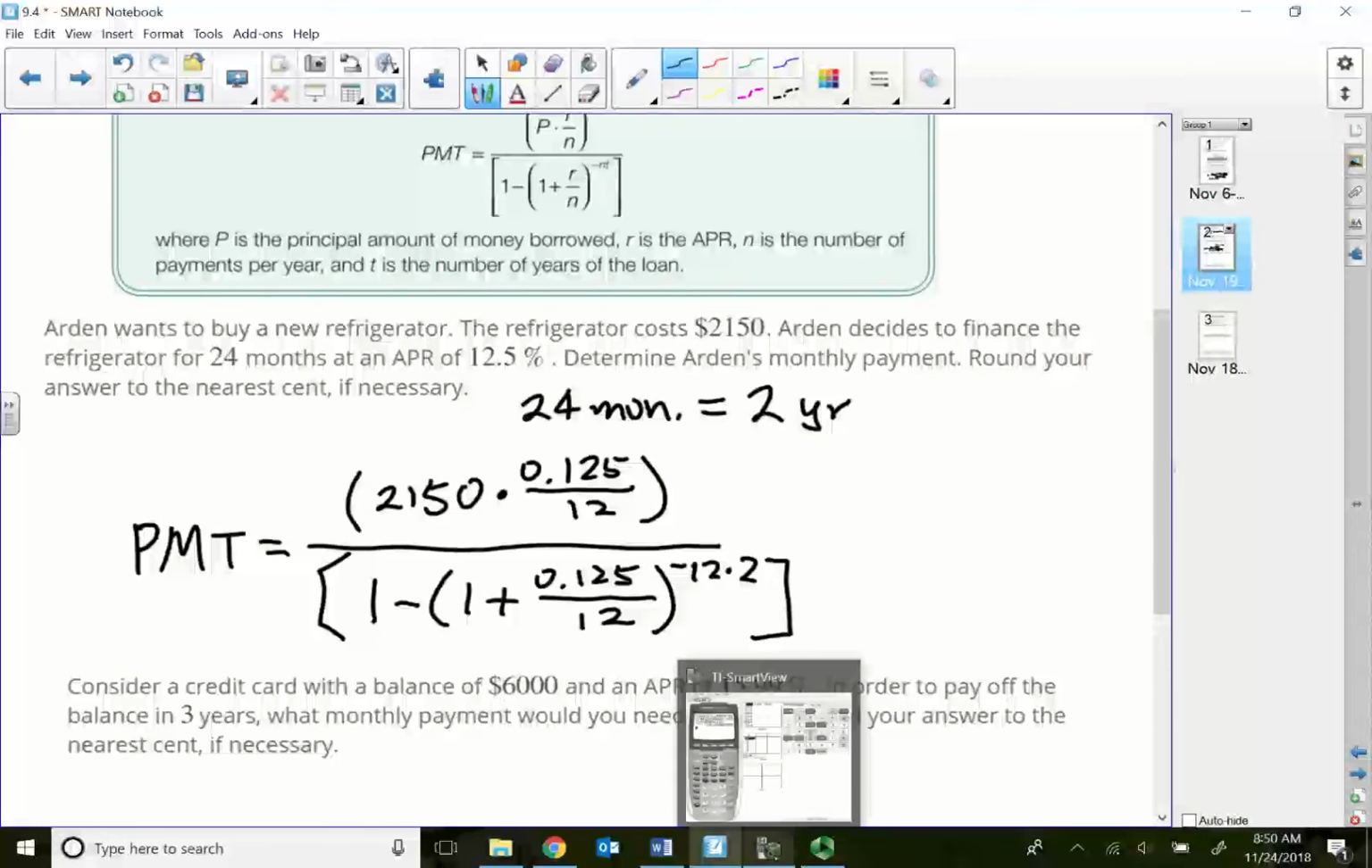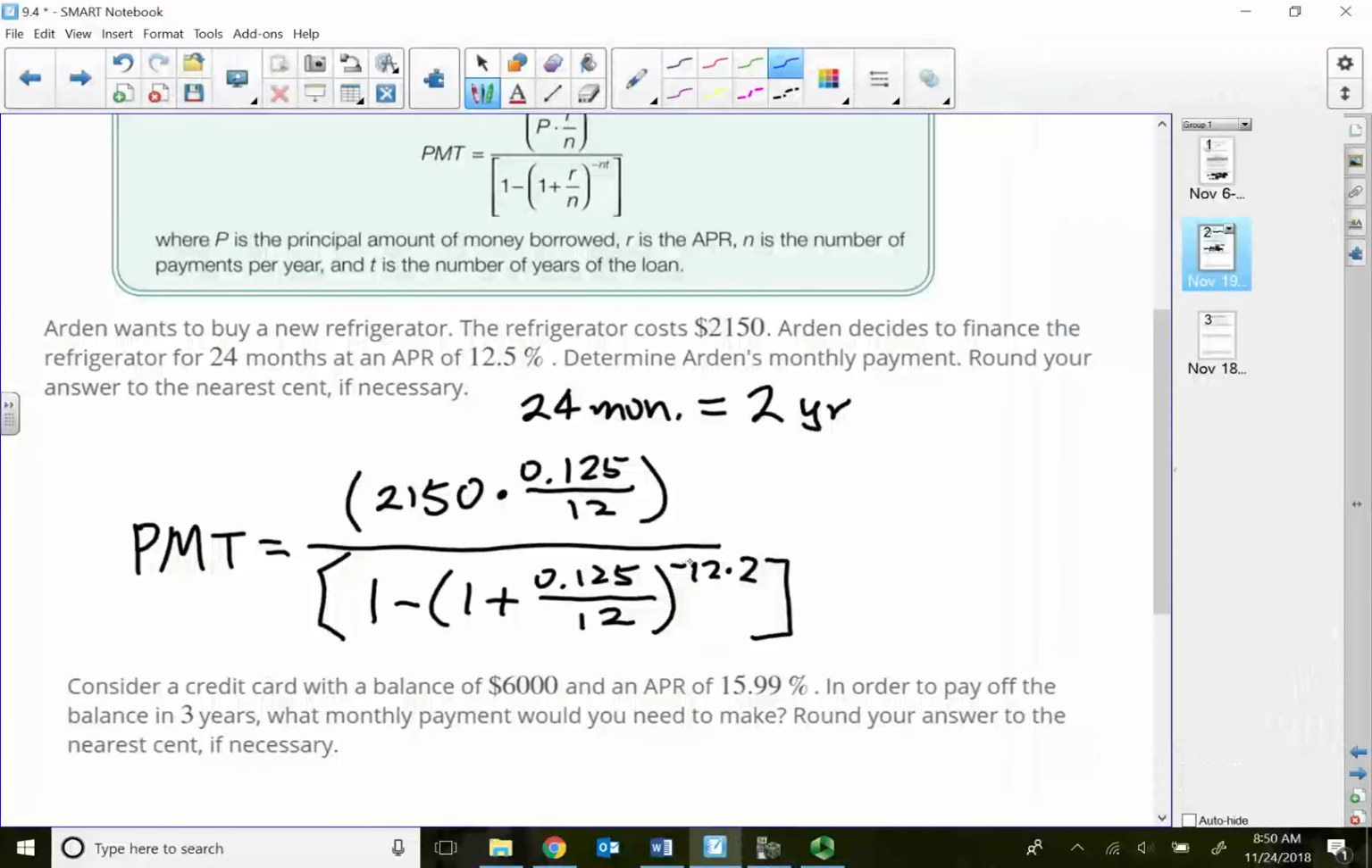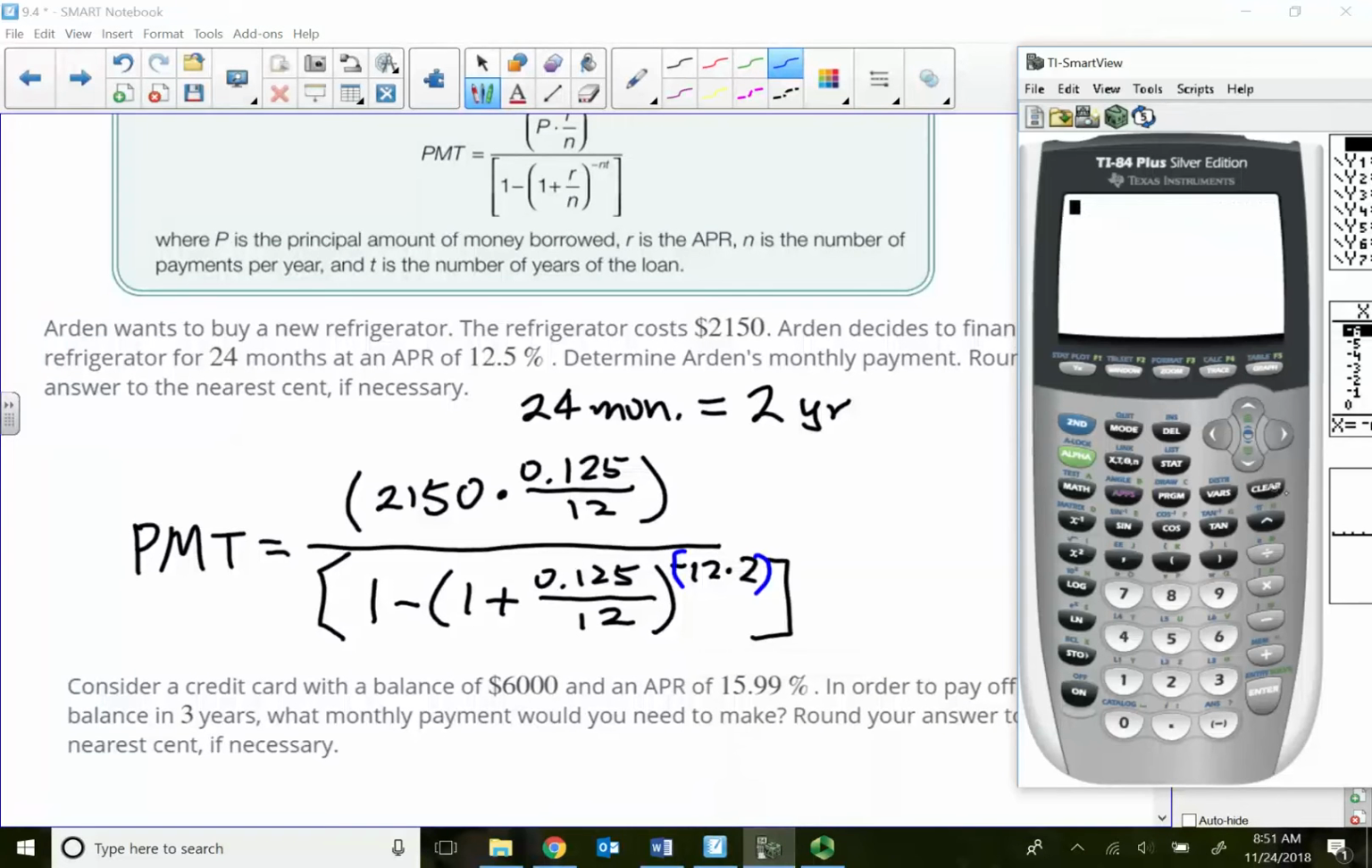All right, let's punch it in real quick. So again, this exponent, I'm going to put in the blue parenthesis. All right, so let's see what our monthly payment is.